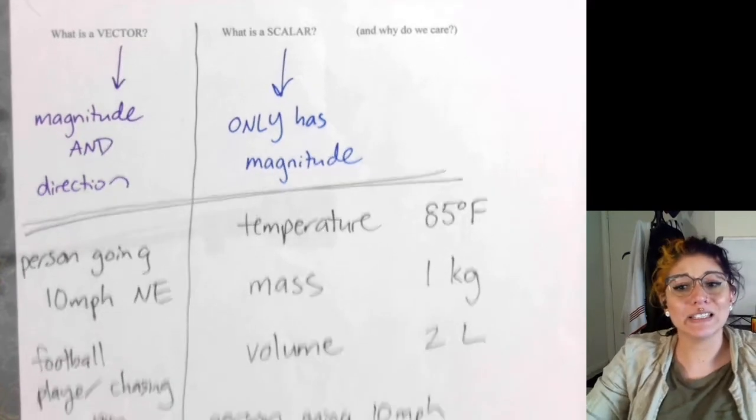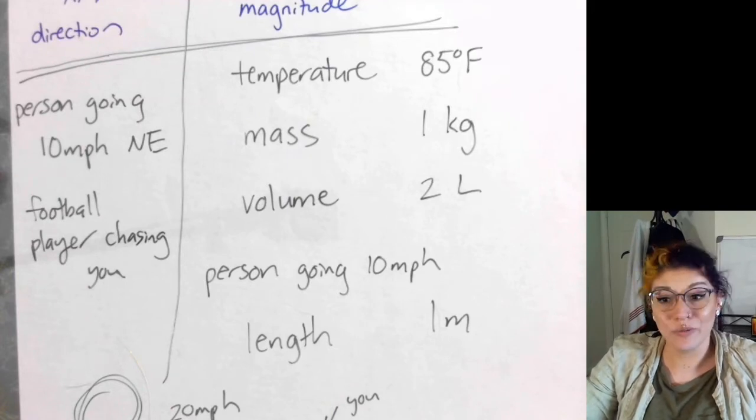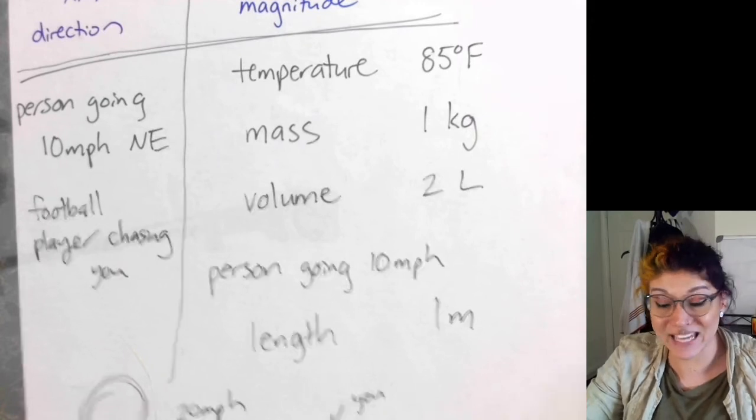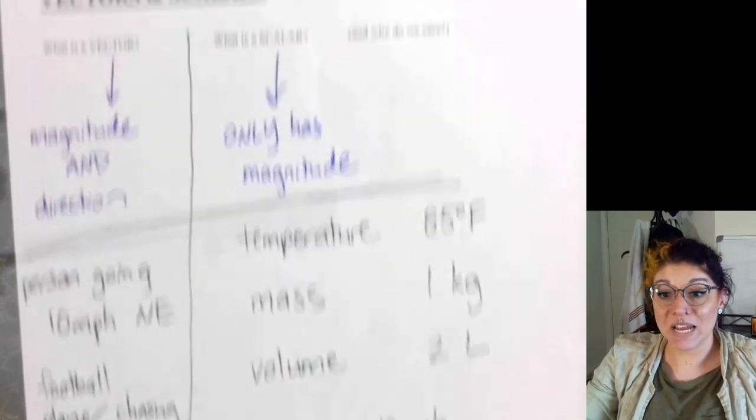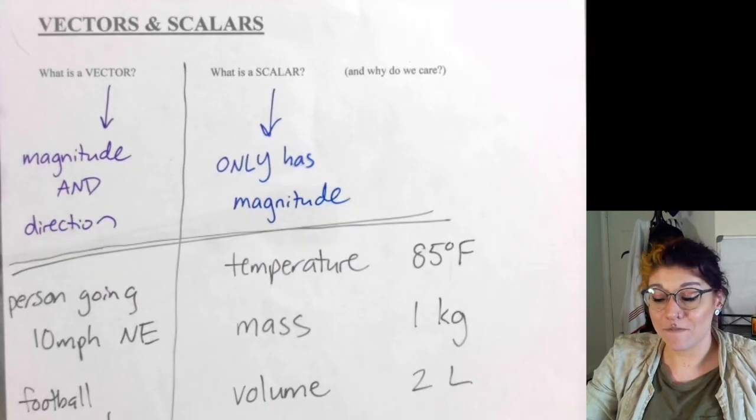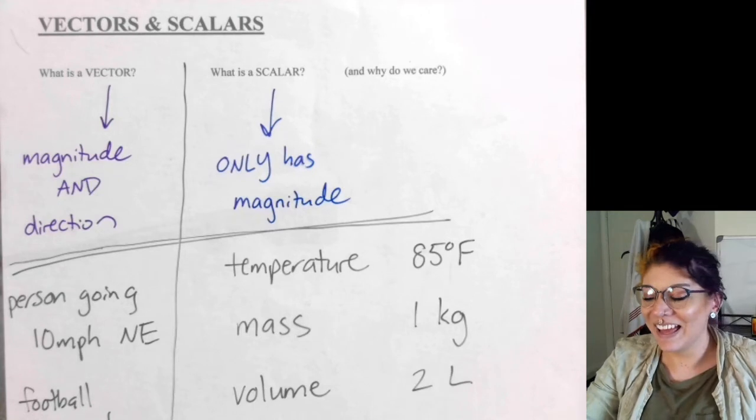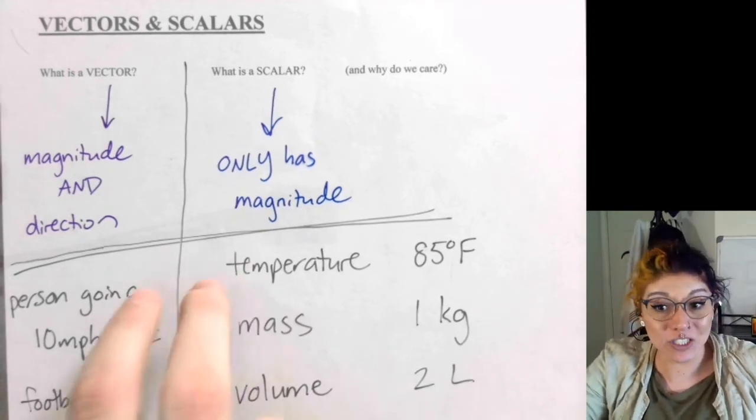So you might be looking at this list going like, okay, cool. Why does this matter? Like, why does it matter if we classify something as a vector or a scalar? And my answer to you is that physics is very spicy math, and eventually we're going to get to the point where this distinction does matter in our calculations.